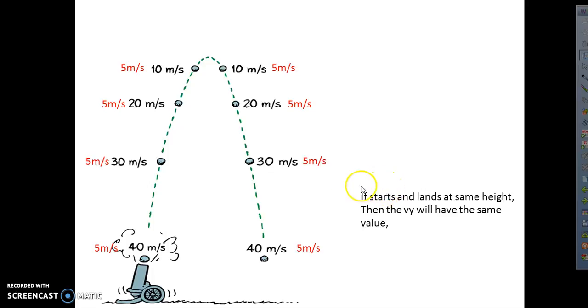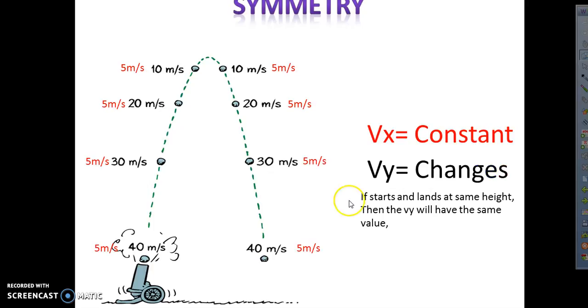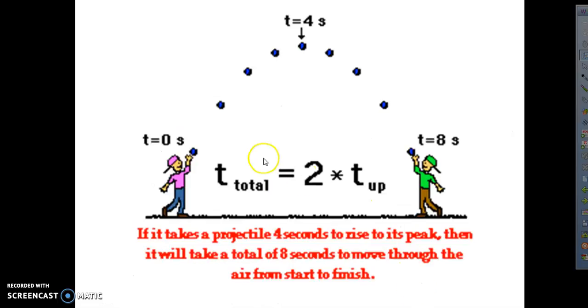So the other thing to notice too is that I have the symmetry going on here, meaning that if you do one thing on one side, it's the same as the other. So that's a really helpful way to solve problems. Now, the Vx is constant, so no matter where we are on the trajectory here, Vx will always be 5 meters per second. But notice it's the y velocity that changes. It starts off fast, and then stops, and then it gets slower. So it's not mentioned up here, but you can definitely use 0 as a component. Same thing, if you know the time up, you'll know the time down.